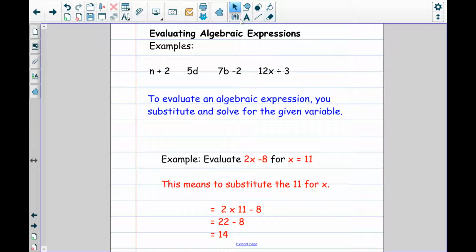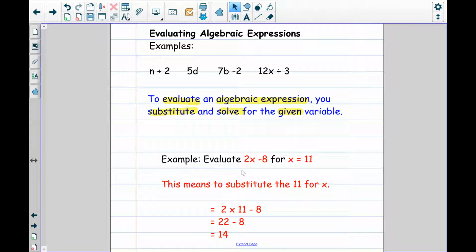When you evaluate an algebraic expression, that means you're given a certain or specific amount for your variable. So to evaluate an algebraic expression, you're going to tell me what the value is. And you do that by substituting and solving. So you're going to substitute whatever value is given to solve.